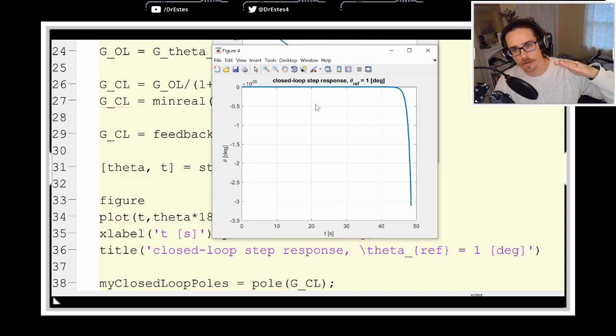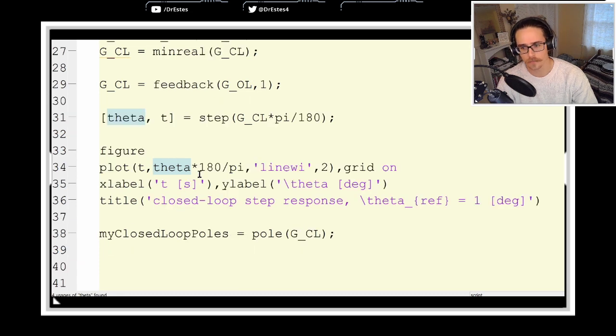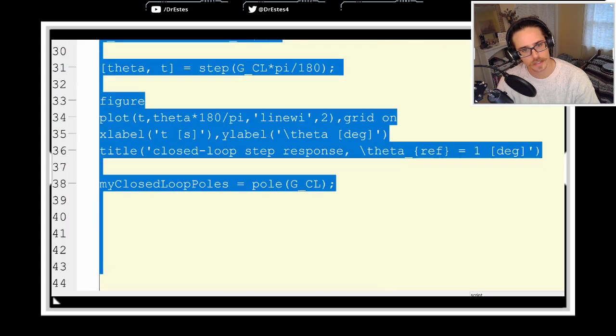I want my aircraft pitch angle to go to 1 degree, right? And what's happening with the feedback loop is there's some error. The error goes through the proportional controller and boom, it goes unstable. Wait. What if I try something here? I didn't think of this until right now. What if we make the gain -1? And let's rerun this segment of code.